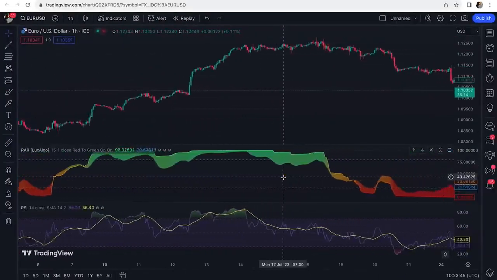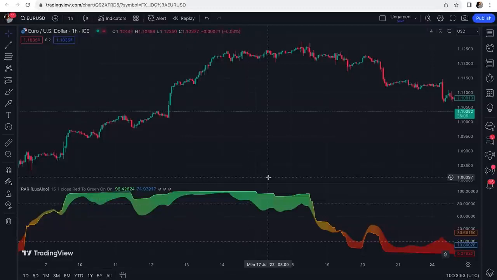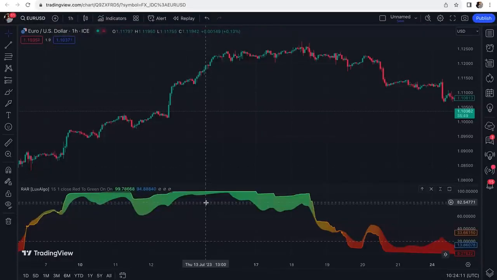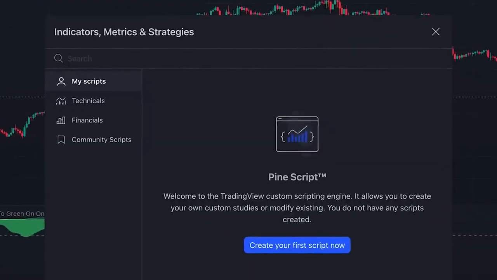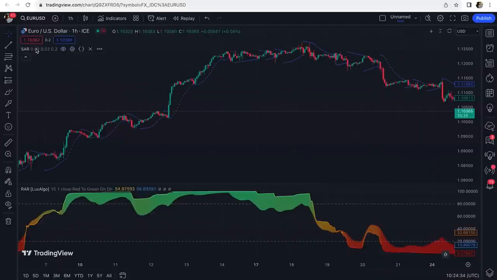Alright, now that you learn how you can use this indicator for identifying trends and evaluating the strength or weakness of trends, let me teach you a trading strategy based on this indicator, which is highly profitable. For this strategy, we add another two indicators. Here we click on indicators and we search parabolic SAR. We add this one, which is a built-in indicator in TradingView platform, and we need to adjust its settings.